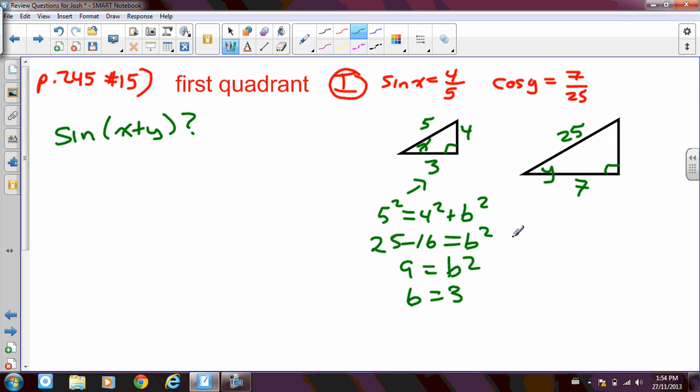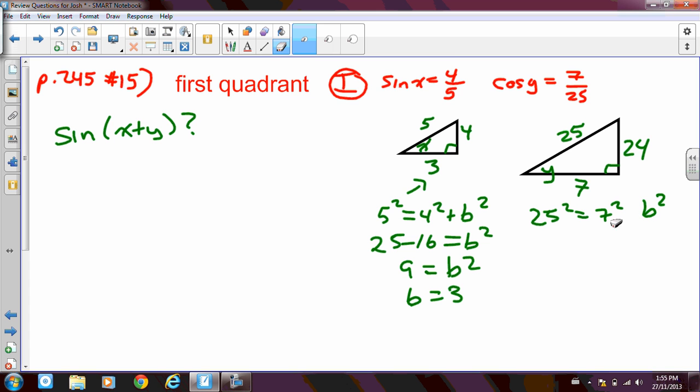Following this same sort of Pythagorean idea, we can find that this is 24. I'll leave you to do that if you're concerned at all. But basically 25 squared equals 7 squared plus b squared. Okay, so I lied. I'll do a little bit of it, but I'm not going to do the rest of it. So this is what your basic equation is, and then solve that for b, you find that it's 24.